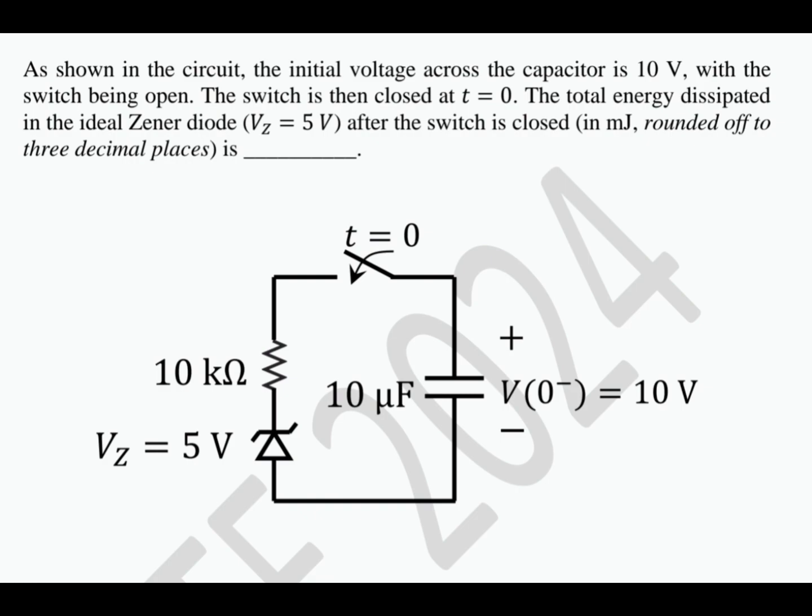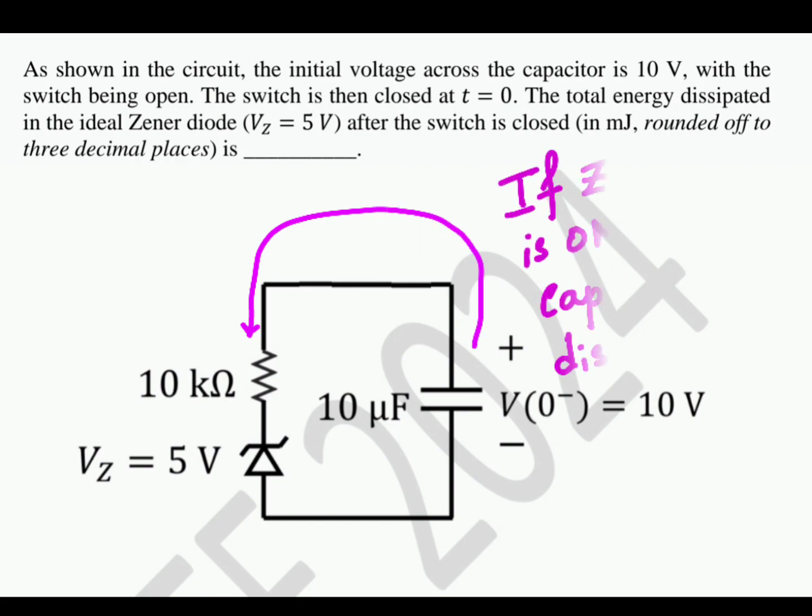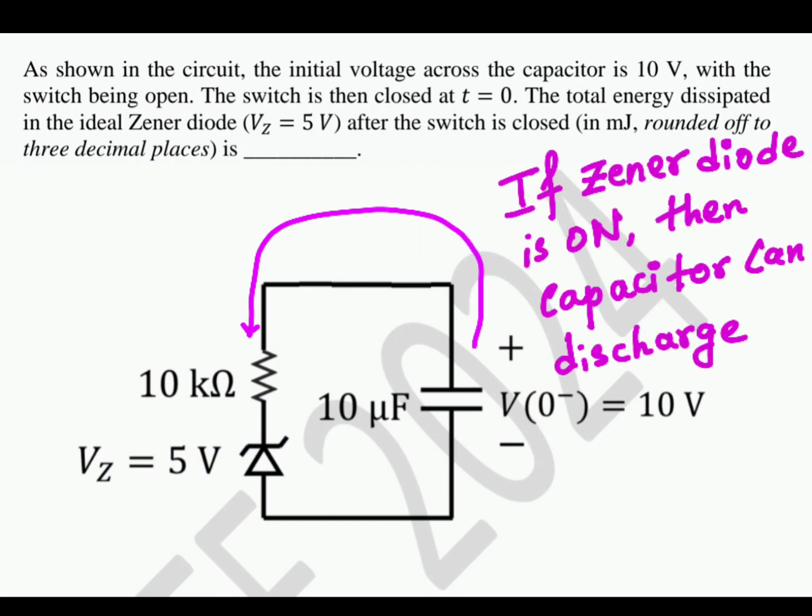So when the switch is opened, no current can flow through this open circuit. So the capacitor is holding the 10 volt. When the switch is opened, the capacitor cannot discharge. Okay, so now the switch is closed, which is given that the switch is then closed at t equal to 0, then there is a possibility a finite discharging current can exist.